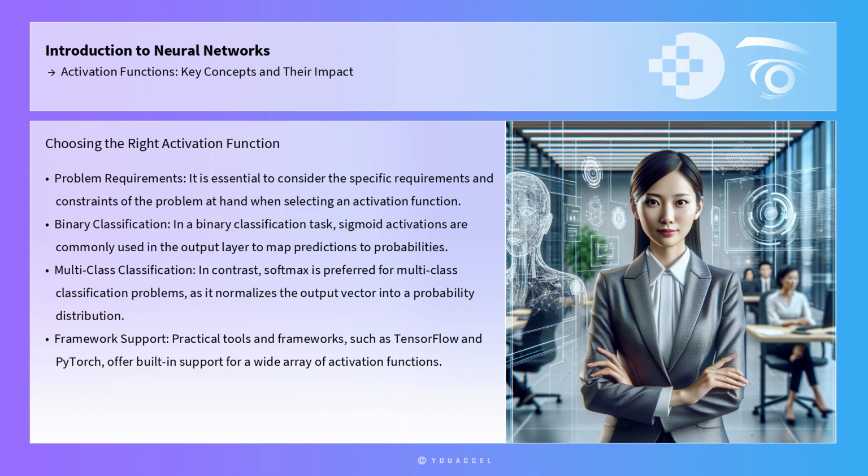When selecting an activation function, it is essential to consider the specific requirements and constraints of the problem at hand. For instance, in a binary classification task, sigmoid activations are commonly used in the output layer to map predictions to probabilities. In contrast, softmax is preferred for multi-class classification problems, as it normalizes the output vector into a probability distribution. Practical tools and frameworks, such as TensorFlow and PyTorch, offer built-in support for a wide array of activation functions, enabling professionals to experiment with different configurations and optimize their models effectively.